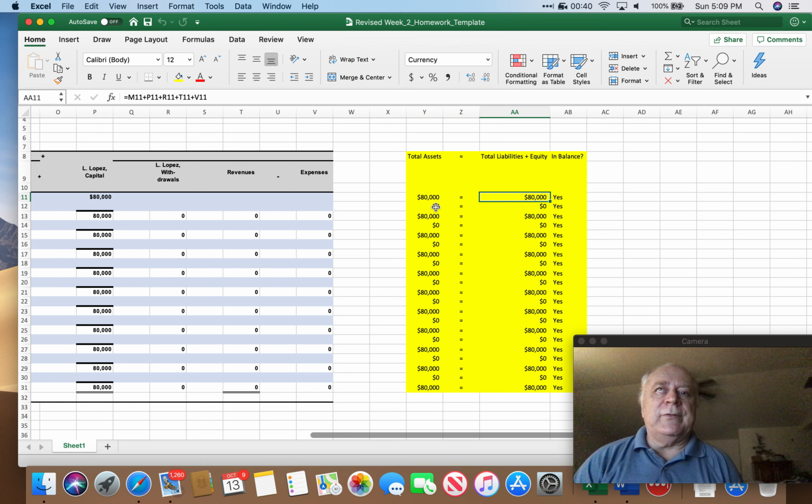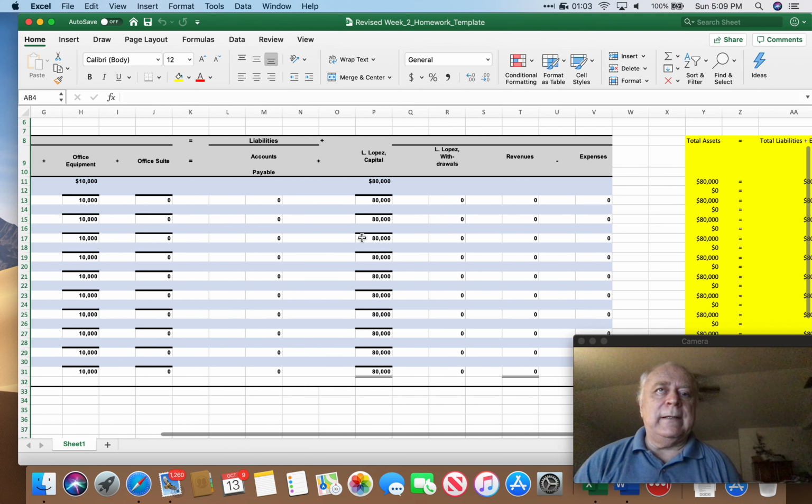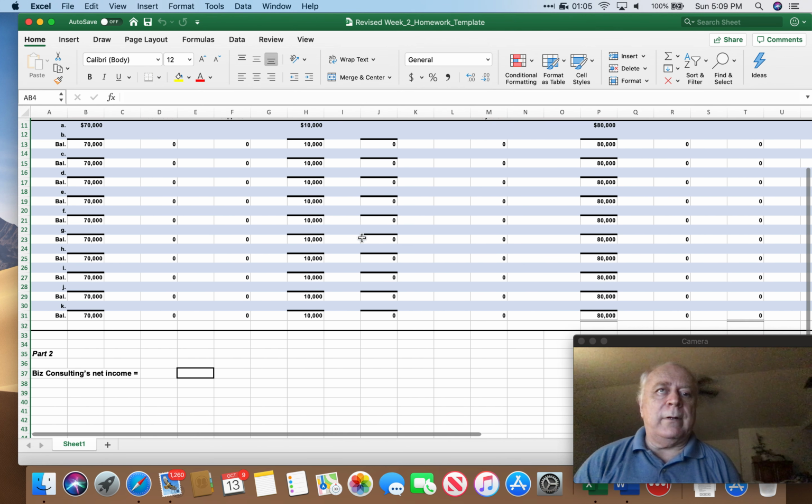The purpose of this is to help you to determine whether or not the accounting equation is still in balance after you post the effects of each transaction. And so what you should see over here in column AB is that this should say yes after you enter each transaction. So this is basically the same thing as you did last week, except that there's one more part, and that is in part 2 you have to determine the net income.